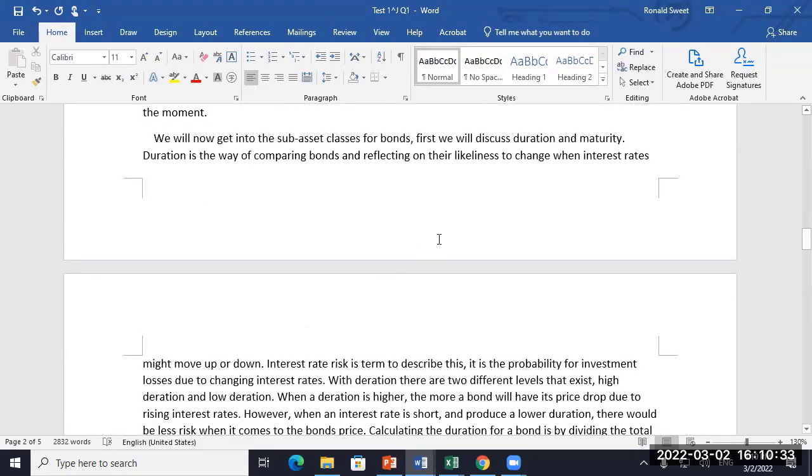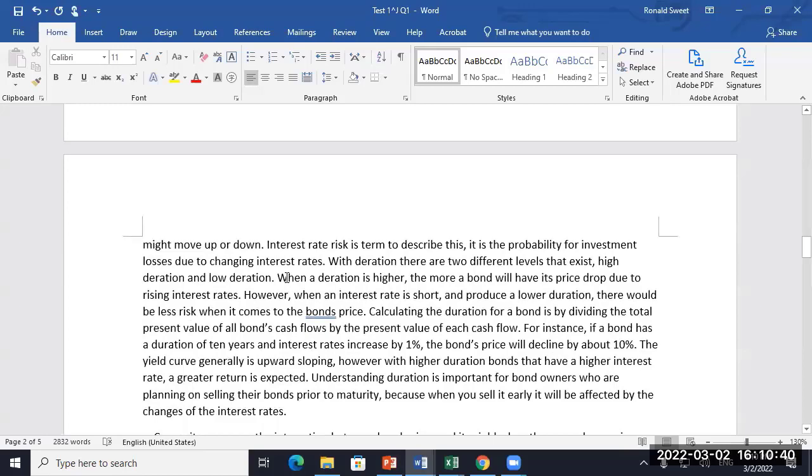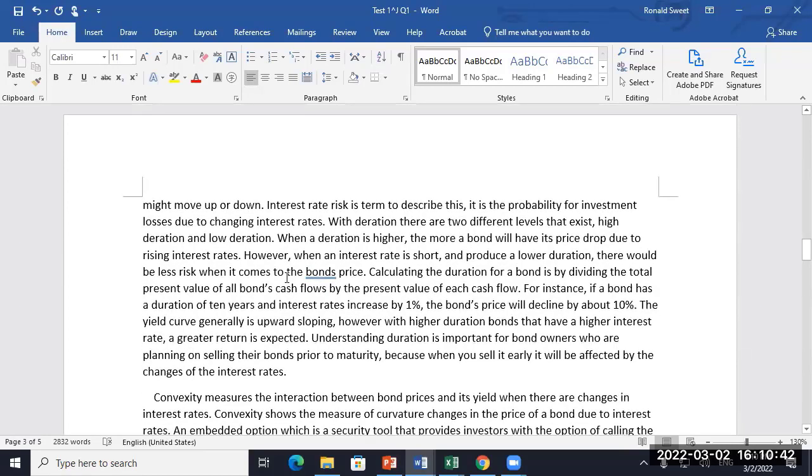So, okay, bonds, we'll discuss duration and maturity. Duration is a way of comparing bonds for their likelihood to change when interest rates go up or down. You can put the actual definition of duration: it's the weighted average time to maturity using discounted cash flows. That's the way I would know that. We're actually going to calculate it when we value bonds because it's a pretty easy number to calculate.